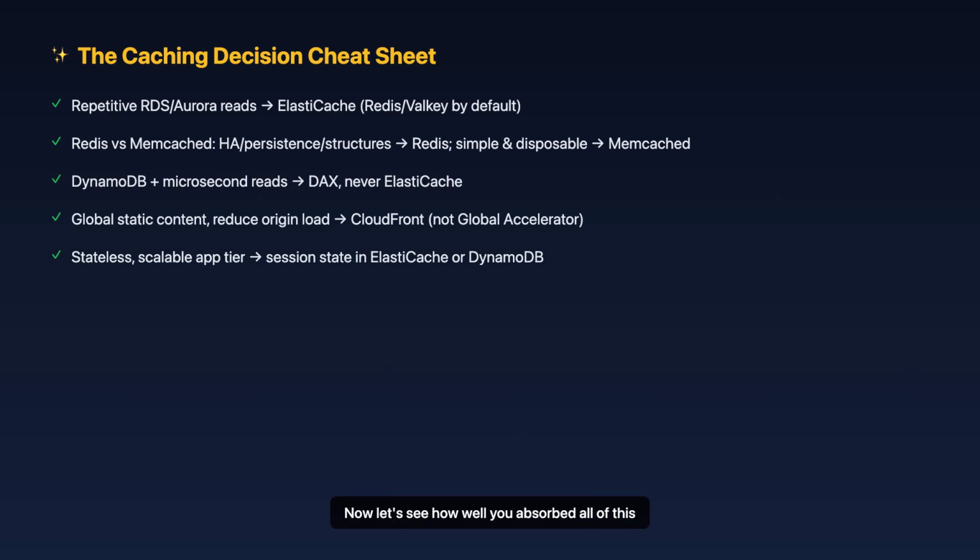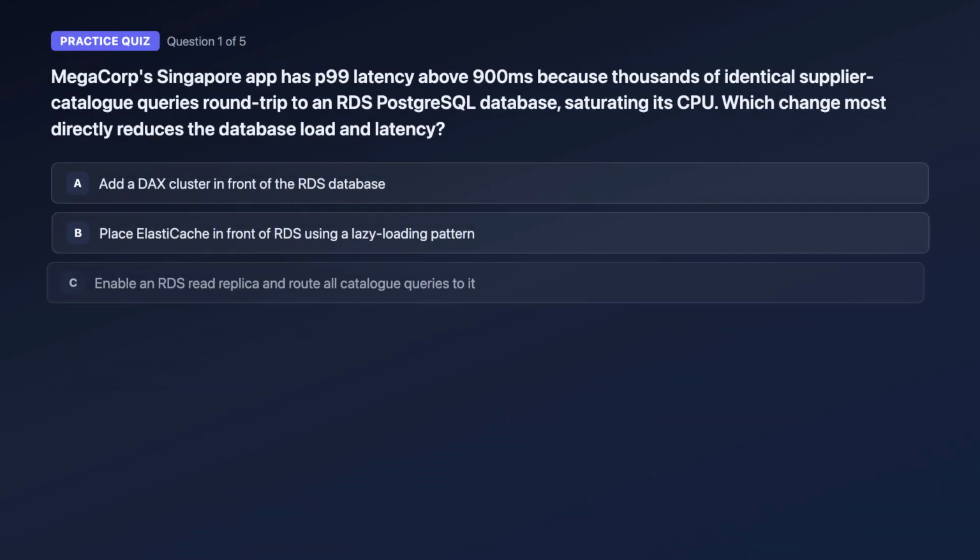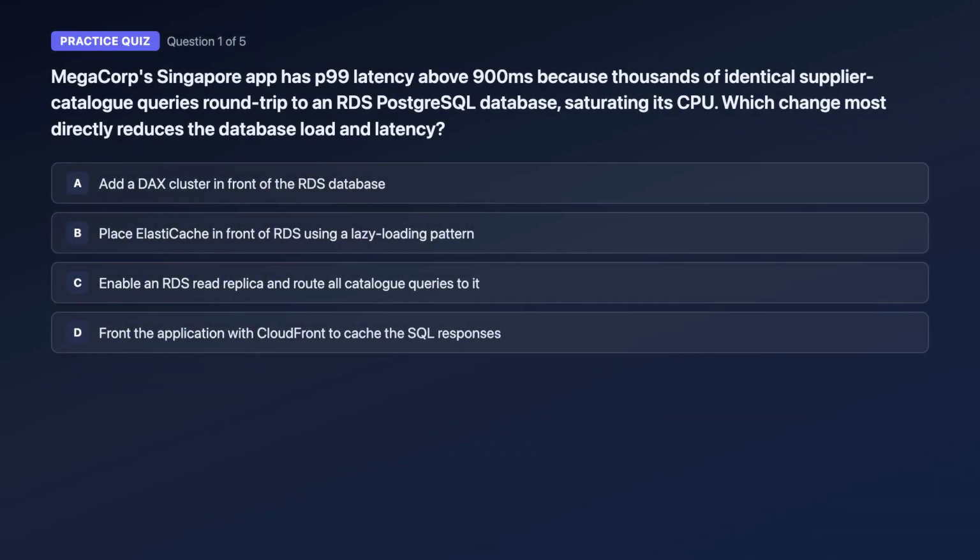Now let's see how well you absorbed all of this with a quick 5-question quiz. Question 1. MegaCorp Singapore app has tail latency above 900 milliseconds because thousands of identical supplier catalog queries round-trip to an RDS PostgreSQL database and saturate its CPU. Which change most directly reduces both the database load and the latency?